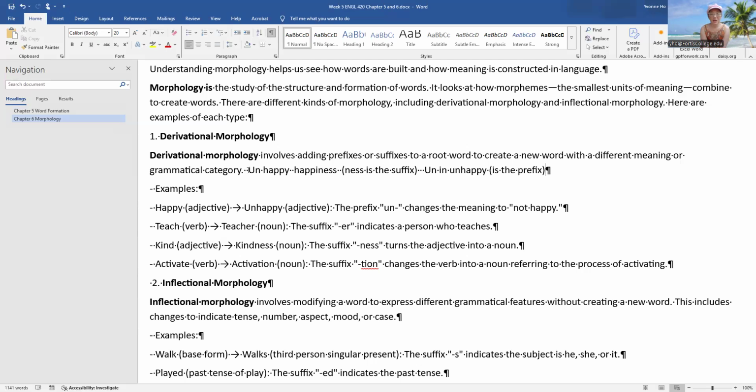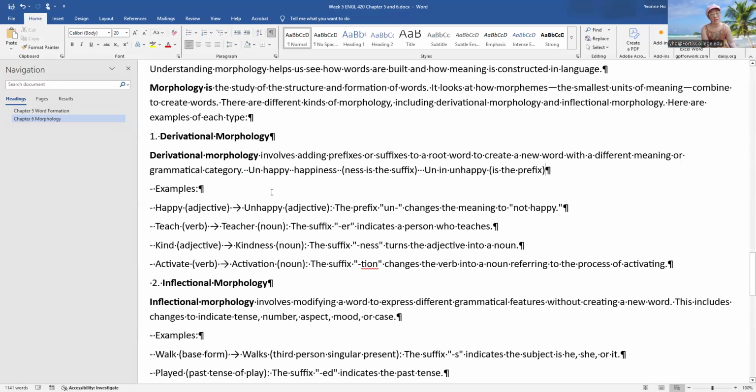Prefixes come before the root word, and suffixes come after the root word. I remember learning this in second grade, so you should all remember this from elementary school. For example, happy is the root word, and then you add stuff before the root word or after the root word.